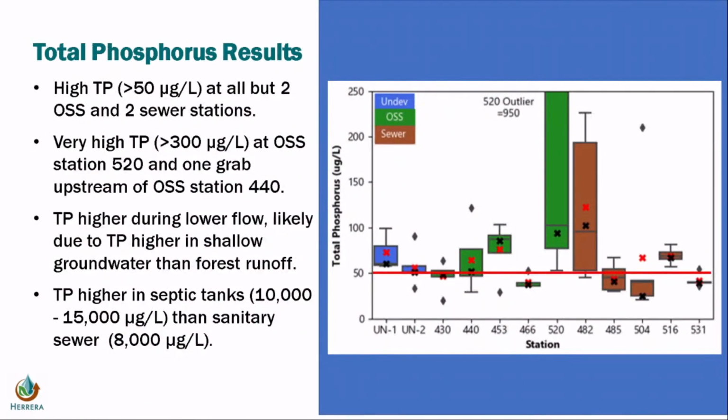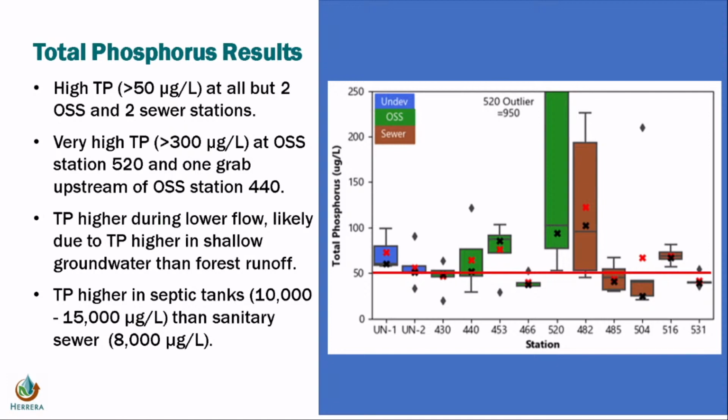The total phosphorus results are shown here in box plots with blue for the undeveloped, green for the OSS, and brown for the sewer sites. We found high phosphorus concentrations, over 50 micrograms per liter, in all but 2 of the OSS and 2 sewer stations. This threshold has been developed by Robin Matthews, who sampled for years tributaries to Lake Whatcom and used that threshold to identify where mean concentrations exceed that in developed tributaries and typically were less than that in undeveloped basins in the watershed.